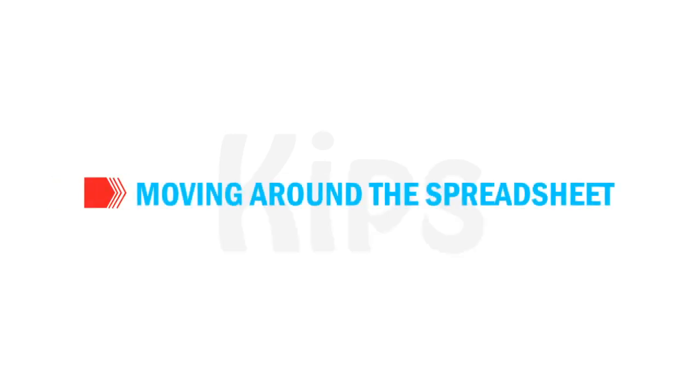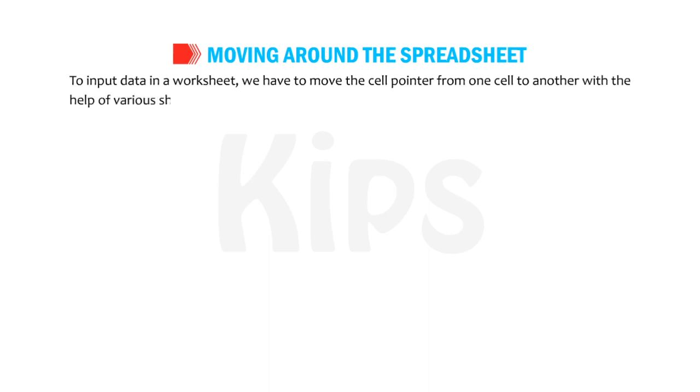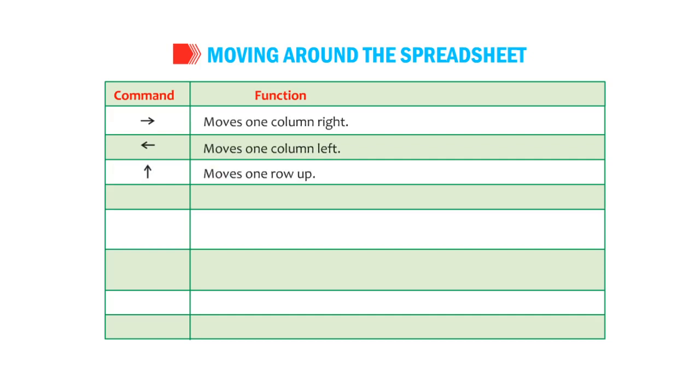Let us find out how to move around the spreadsheet. To input data in a worksheet, we have to move the cell pointer from one cell to another with the help of various shortcut keys defined in the given table. Command, function. Right arrow, moves one column right. Left arrow, moves one column left. Up arrow, moves one row up.